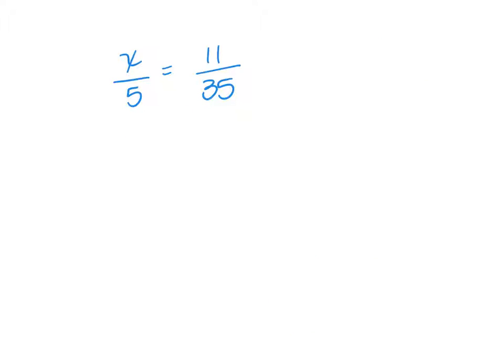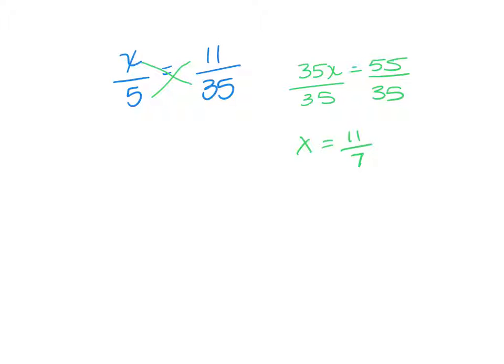So in order to find X, we're going to cross multiply and make those two numbers equal to each other. So 35X equals 55. Divide by 35. And X equals 11 over 7.